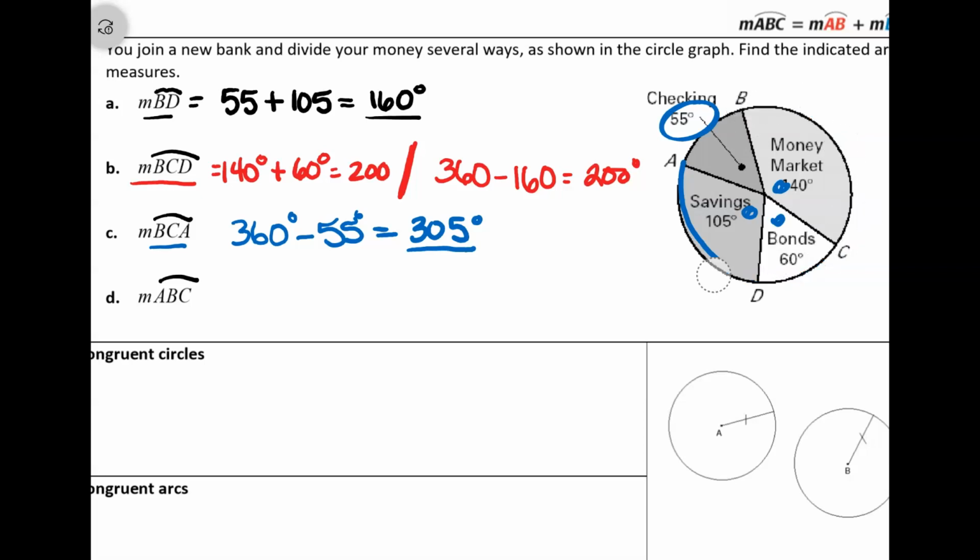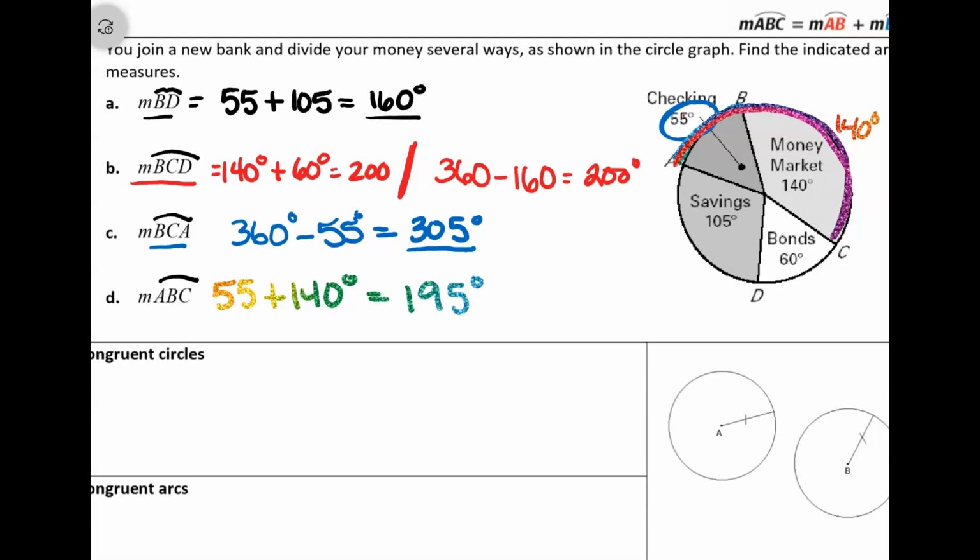It is more than 180 degrees. And now for the final problem, D, it says find the measure of ABC. So ABC starts here and goes all the way around. So you can see here. So ABC. And I think the best thing to do here is just to take this 55 degrees and this 140 degrees and add those up. So 55 degrees plus 140 degrees is going to give me 195 degrees.